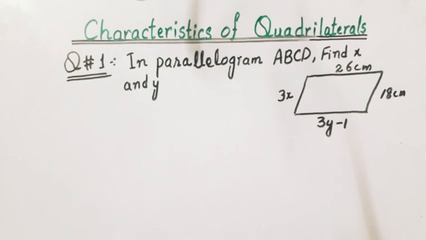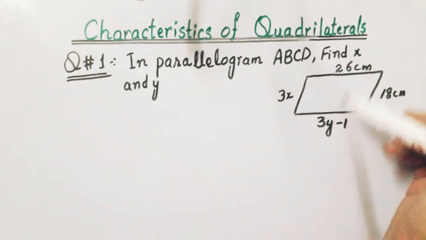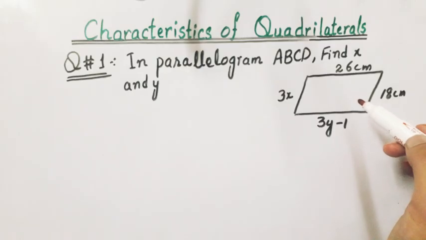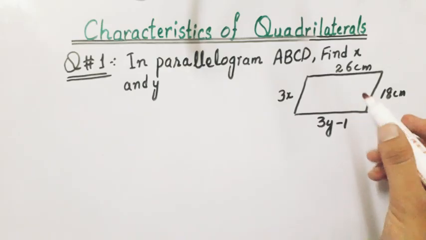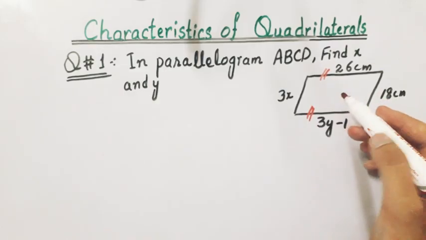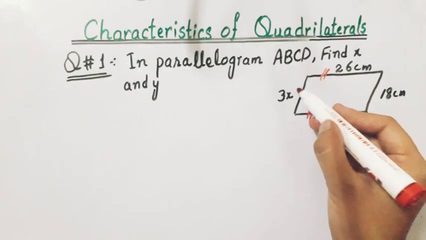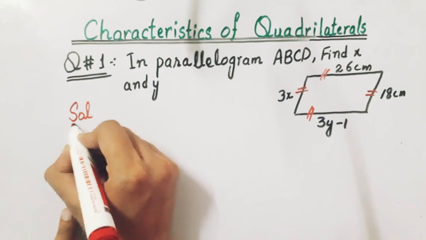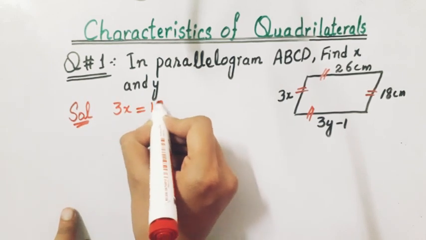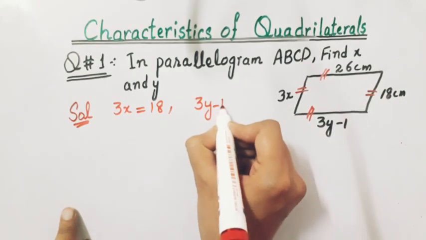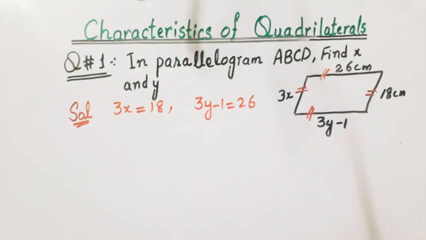In a parallelogram, you know that opposite sides are equal in length, just like a rectangle. That is the property of a parallelogram: opposite sides are parallel and congruent, and also the opposite angles are congruent. So according to this, we get 3x equals 18 centimeters. You will write 3x equals 18 and 3y minus 1 equals 26. Now you have to find the value of x and y.